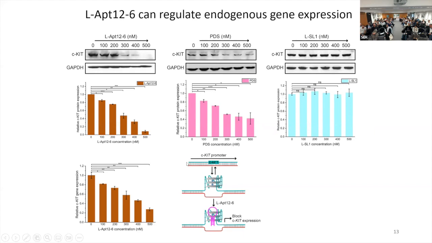And I also tested the mRNA level of CK, and we can see the mRNA level also decreases with the aptamer addition. So this suggests that the CK1-DG4 can form in the CK promoter, and with our aptamer addition, the aptamer can target the CK1-DG4 and block the CK expression.